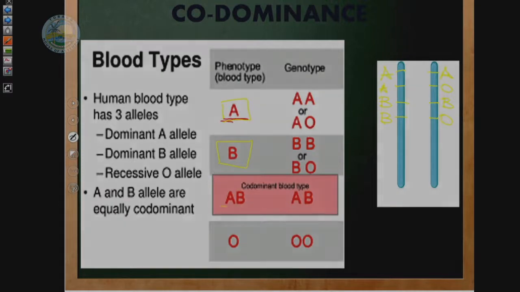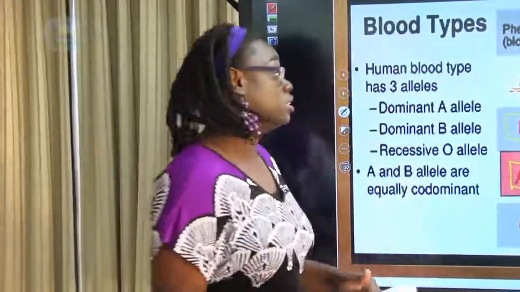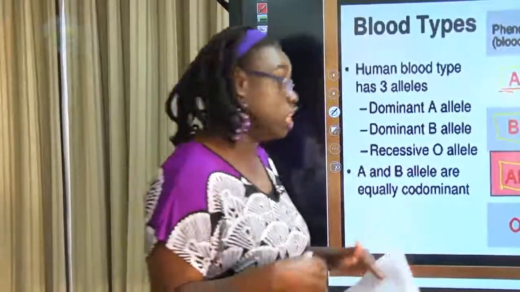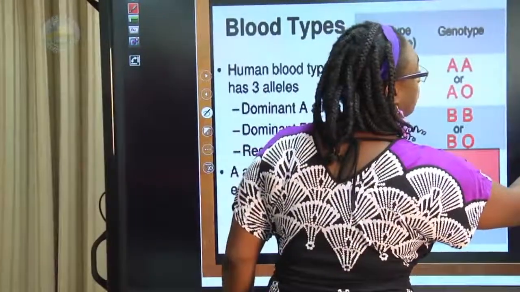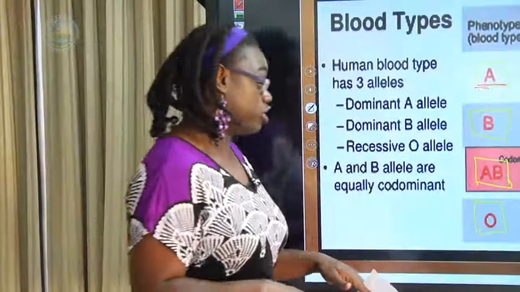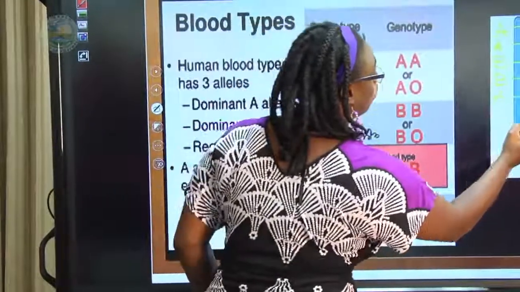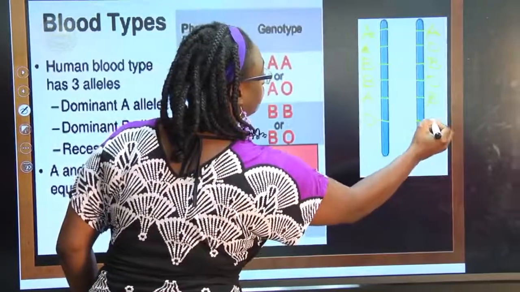If you're blood type AB, because A and B are both dominant, they would both show up in the genotype. None is completely dominant over the other. So you'd have A and B alleles at the same time. And finally, if you're blood type O, because this is the recessive allele, the only option to express phenotype O will be OO.